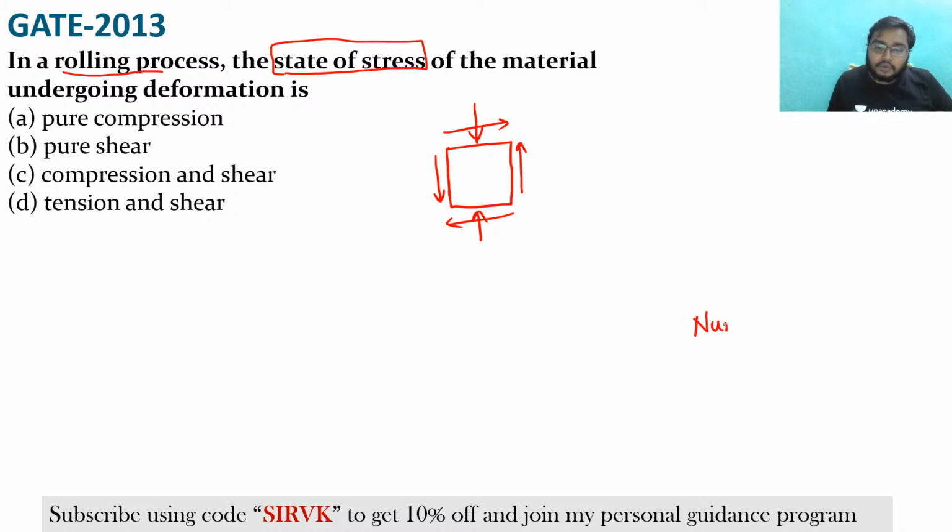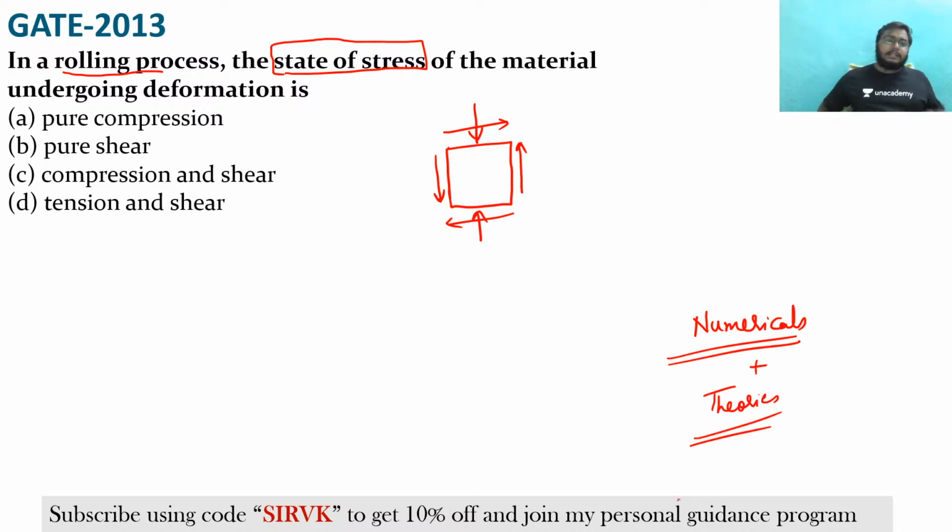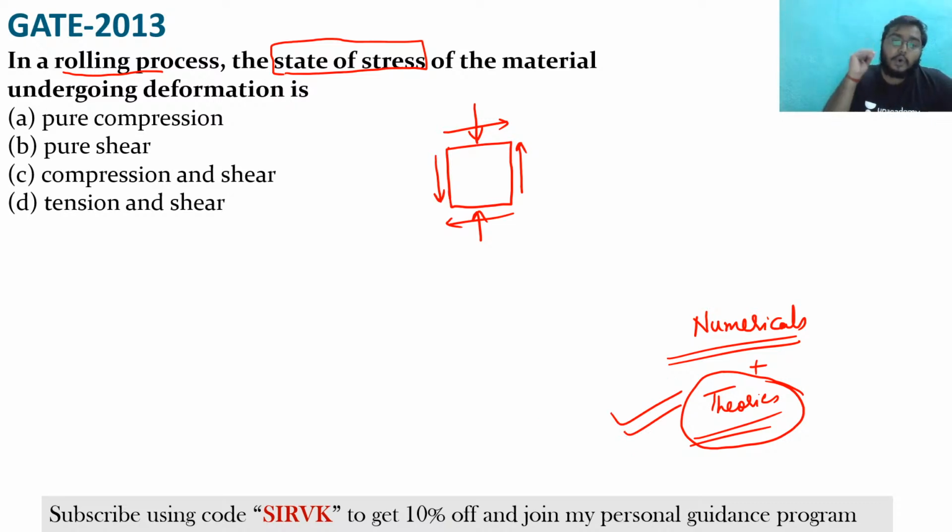Numericals, of course, are very much important, but theories are also important. I'm not telling you to study everything. Don't, no. How much to study should be essential, you can't do anything by studying too much, but definitely theory is very much important, and please focus on theories also. Then only you can score very good marks, about 18 to 20 marks, full marks in manufacturing.